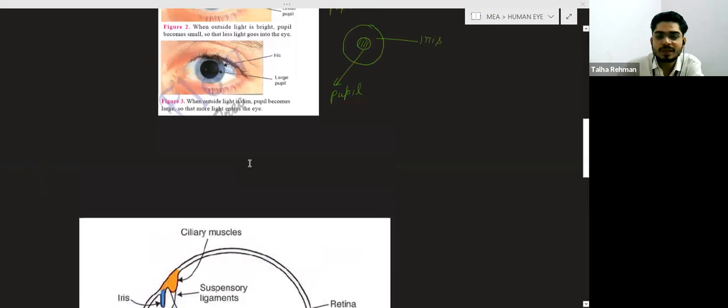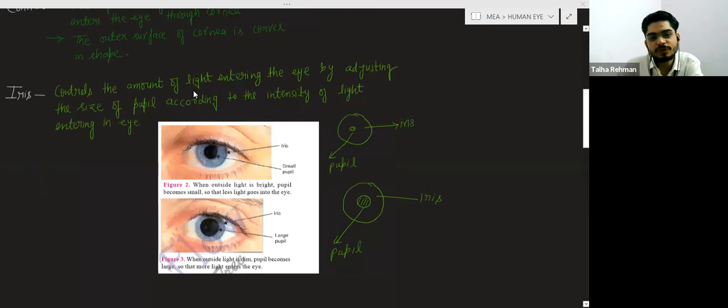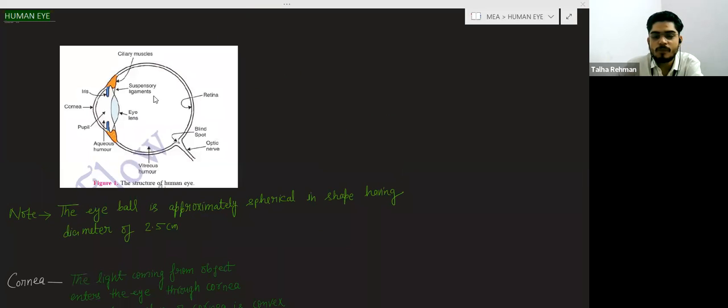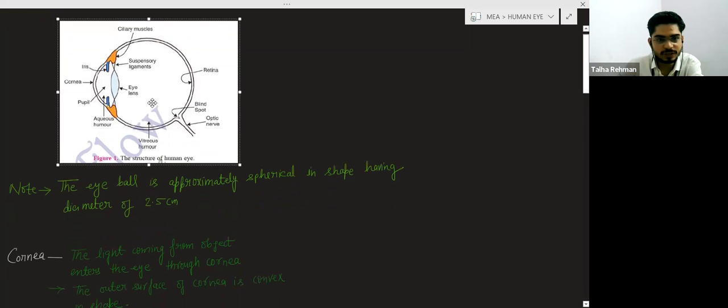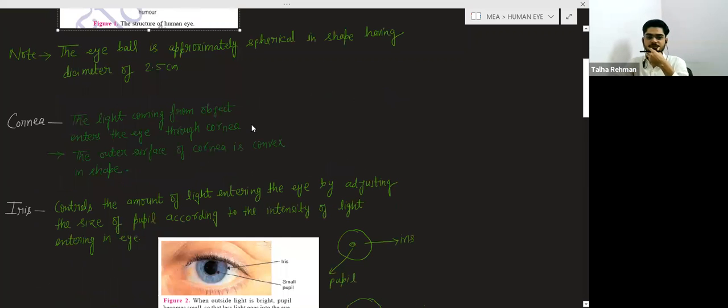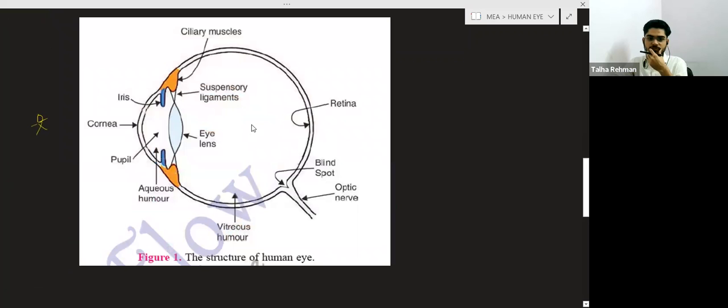So, are you able to draw this diagram, all of you, on your paper? Okay, so first draw this diagram. I am not saying draw exactly like this.